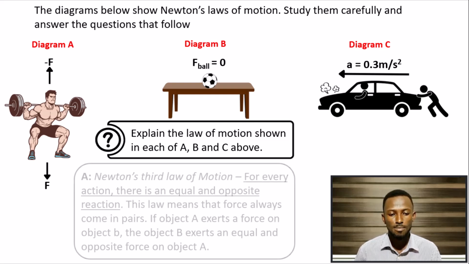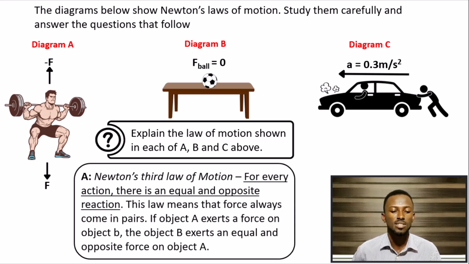So for diagram A, the answer is Newton's third law of motion. And what does that law state? It states that for every action, there is an equal and opposite reaction. So you can see that as the man squats whilst lifting that heavy object, there is an opposing force, that is a reaction force, that is opposing his direction of movement. And this law means that force always comes in pairs.